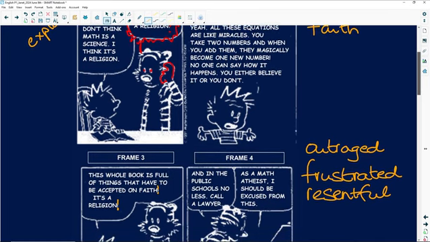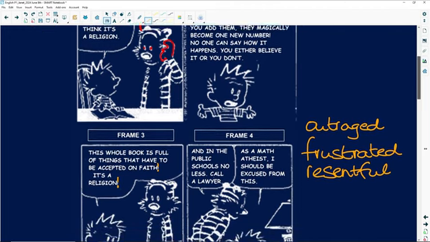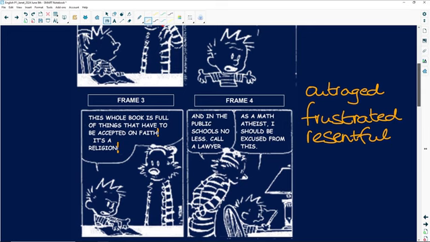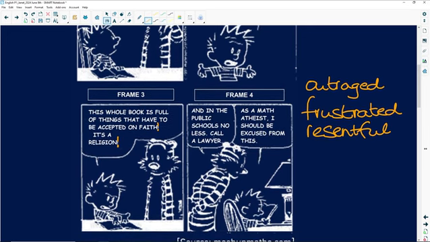Look at the exaggeration there out of his despair. You either believe it or you don't, because he doesn't know how it works. Then he's, I've said, outraged and frustrated and resentful, and he ends up by saying that he's a maths atheist, and so he should be excused from this. So we know that religion is a very sensitive topic in schools. So atheists are generally excused from, let's say, a religious ceremony. So he should be excused because he's a maths atheist.